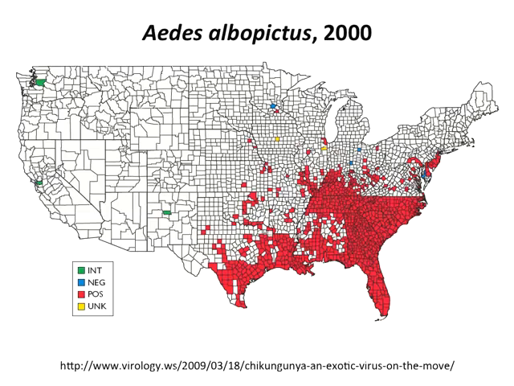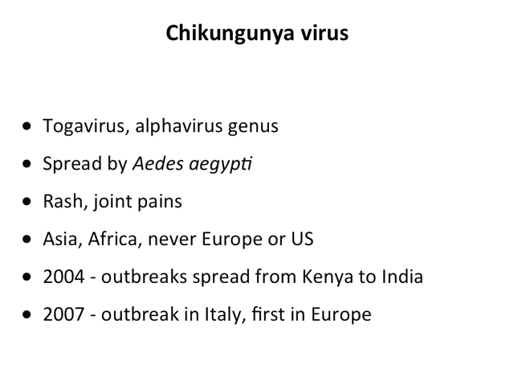Previously, this virus was only vectored by Aedes aegypti. As it spread from Africa to India and Europe, the virus underwent a single mutation in one of the glycoproteins, which allowed it to now be vectored by Aedes albopictus. So in Europe, it is often vectored by that mosquito.